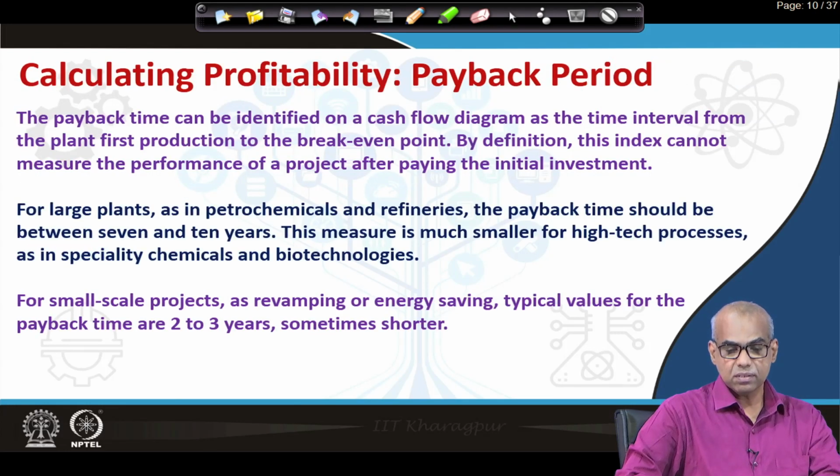For larger plants, as in petrochemicals and refineries, the payback time should be between 7 and 10 years. This measure is much smaller for high-tech processes as in specialty chemicals and biotechnologies. For small scale projects as revamping or energy savings, typical values for the payback time are 2 to 3 years, sometimes even shorter.